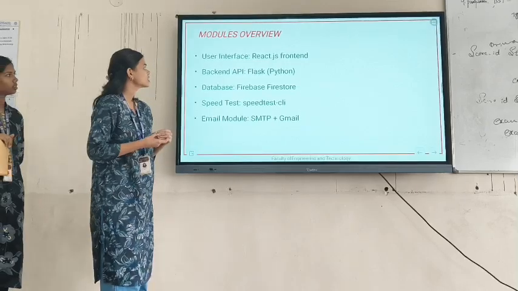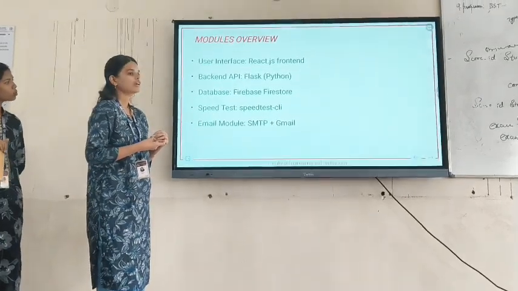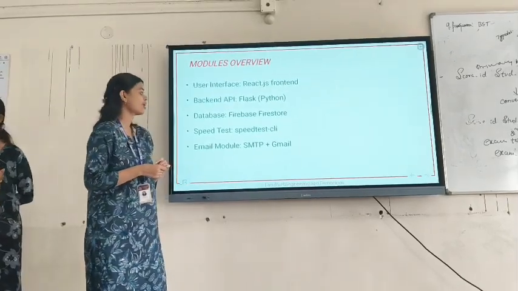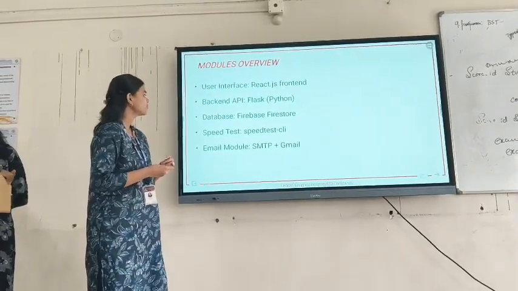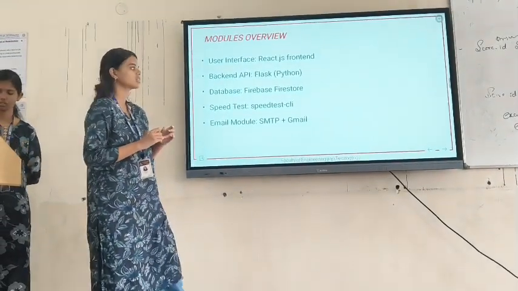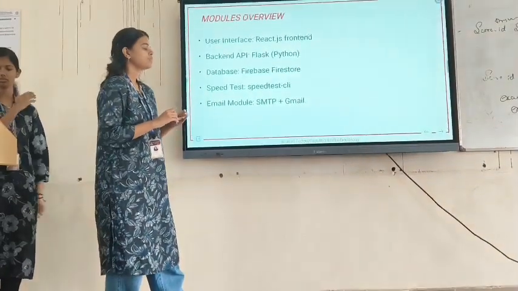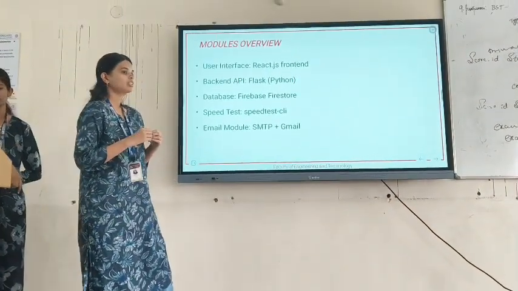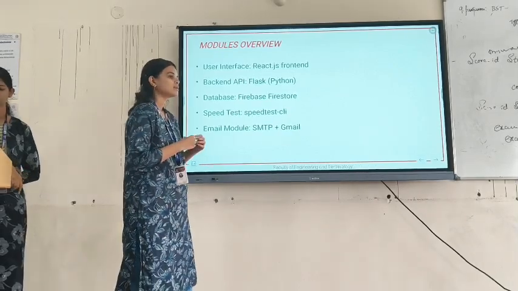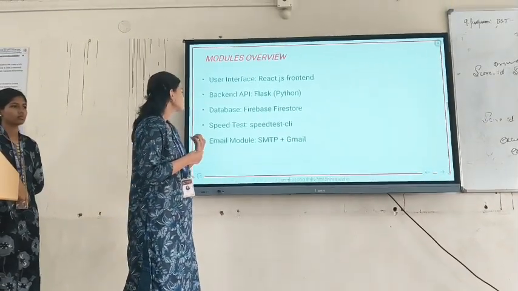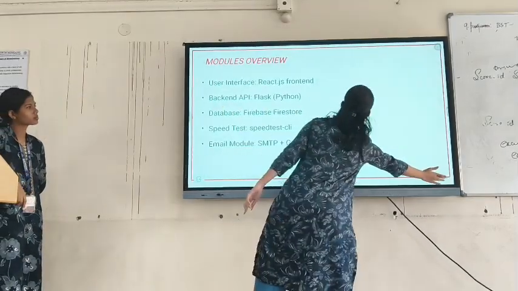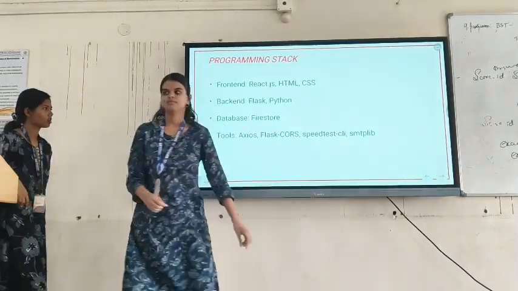Models overview, user interface. We use React.js as the front end, Flask as the back end, and Firebase as the database. For the speed test, we use the Speedtest CLI tool, and for the email module, SMTP with Gmail. SMTP is the Simple Mail Transfer Protocol. Next will be continued by Vanilla.